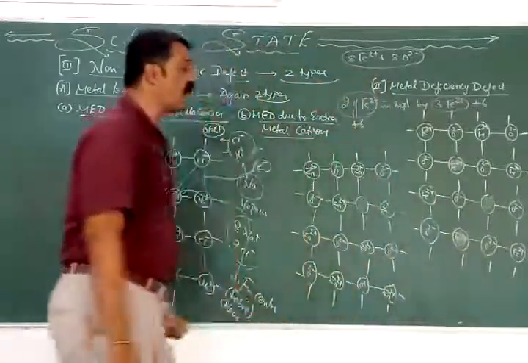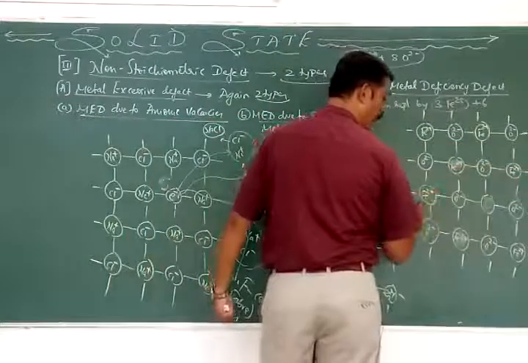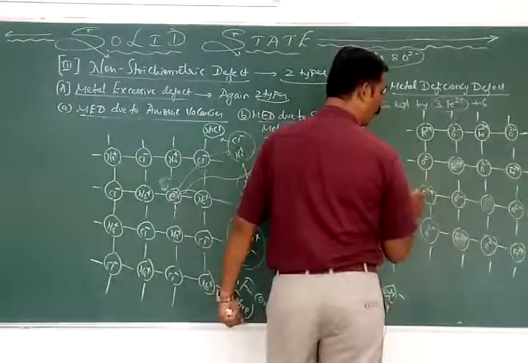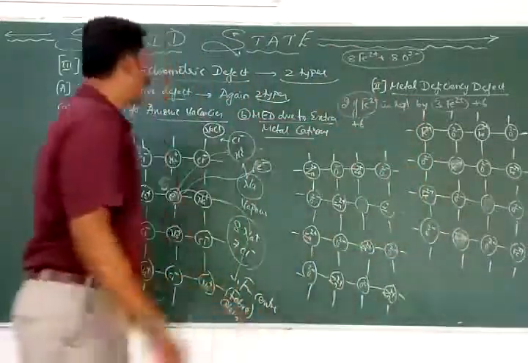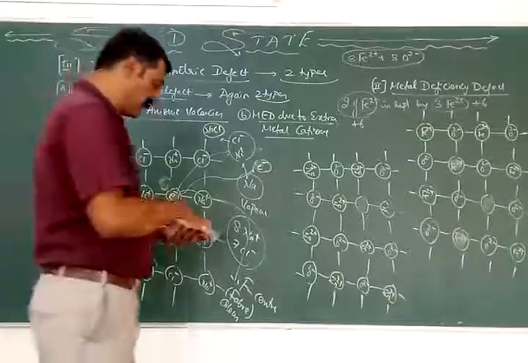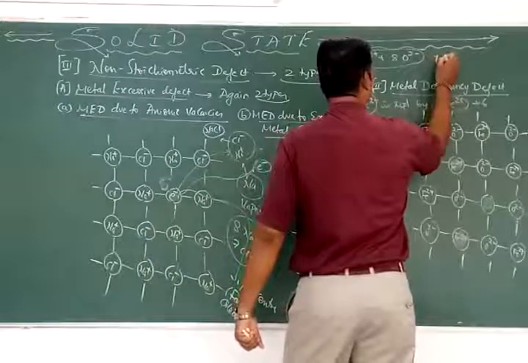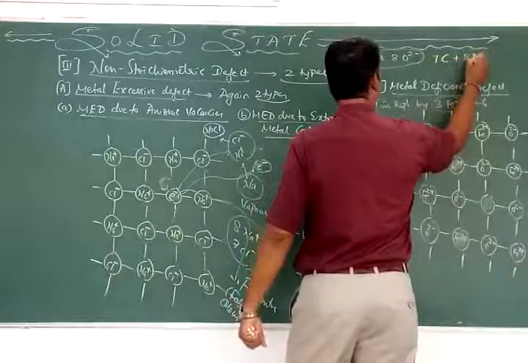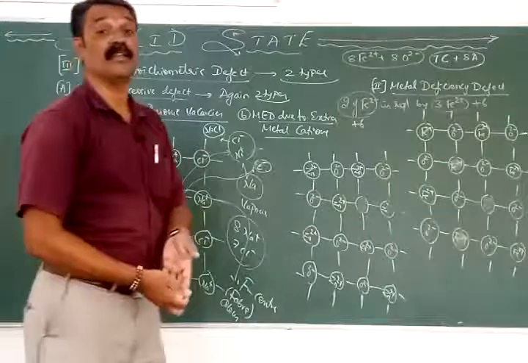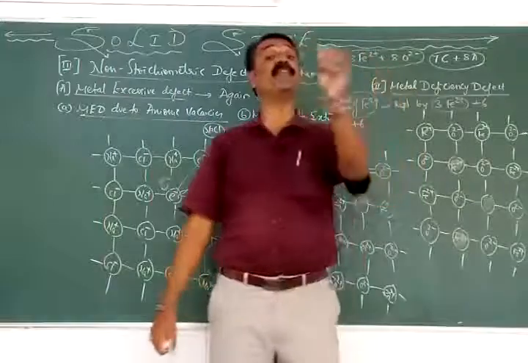Means here we are having how many cations? 1, 2, 3, 4, 5, 6 and 7. How many anions are there? Oxygen 1, 2, 3, 4, 5, 6, 7, 8. Means how many cations and how many anions are there here? 7 cations and 8 anions. So here the thing is 7 cations plus 8 anions. Means which is in excess here? Anions are in excess or cations are in deficiency. Cations means indirectly it is called metal. Therefore it is called metal deficiency defect.